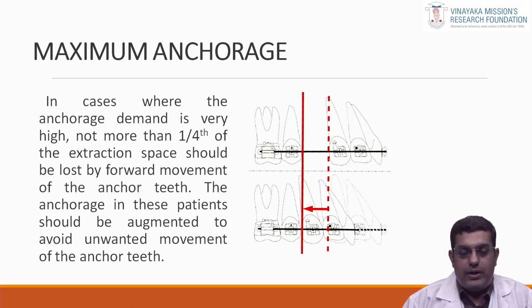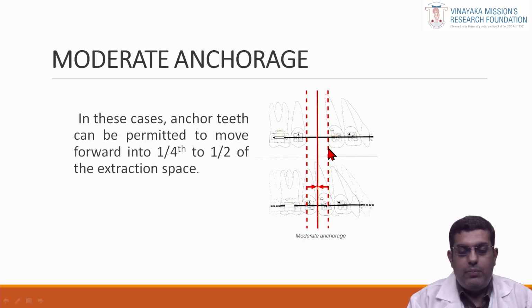So when we want maximum anchorage, for example, in this picture, you can see that the first premolar has been extracted. We want a maximum of anterior retraction to take place into this extraction space. So in such cases, we need 75% of the maxillary anteriors to move into this extraction space, which is called maximum anchorage. When you have a moderate anchorage, it's basically a 50-50 situation where you need 50% retraction of the maxillary anteriors and 50% protraction of the maxillary posteriors. So the anchor teeth are permitted to move forward into 1/4 to 1/2 of the extraction space. That is called moderate anchorage.